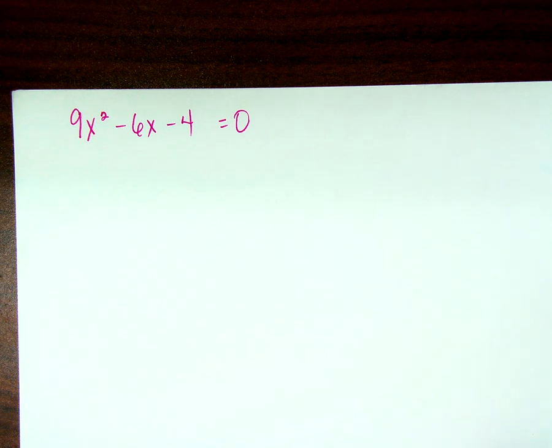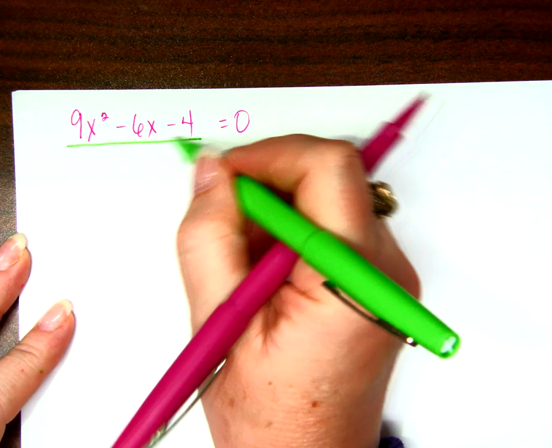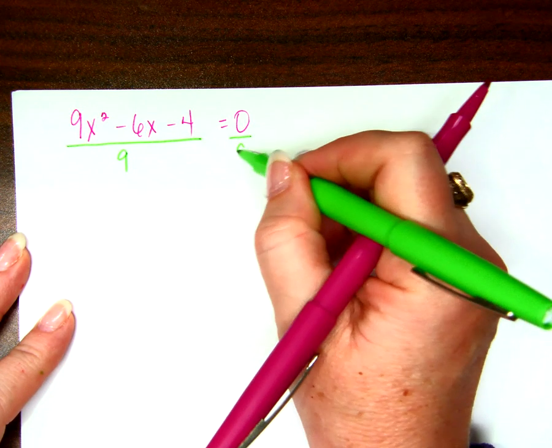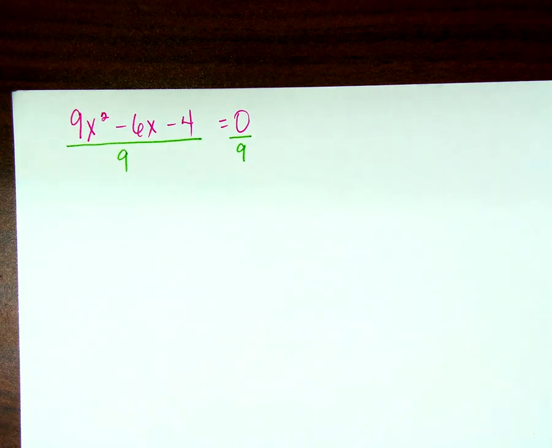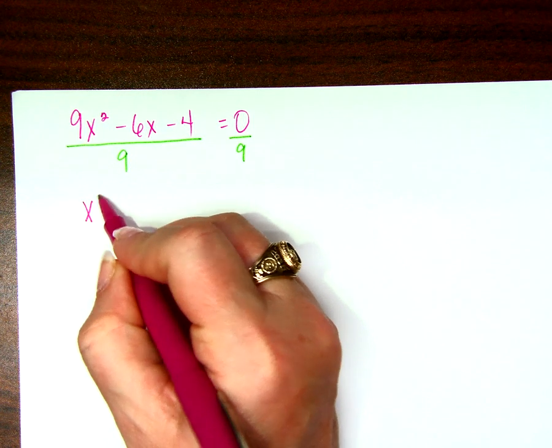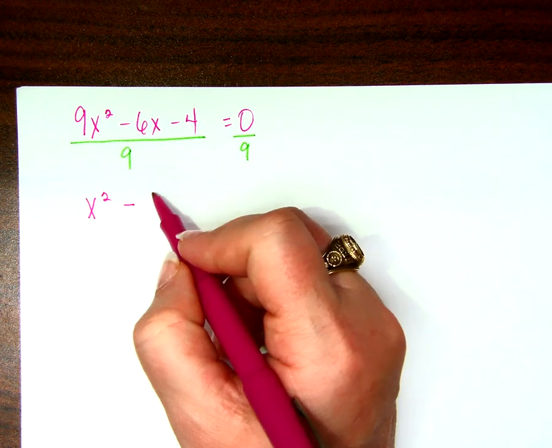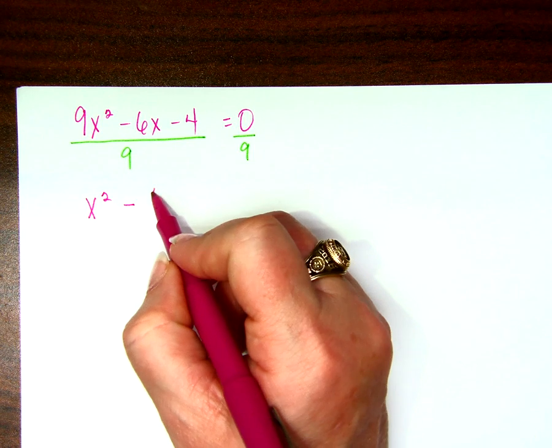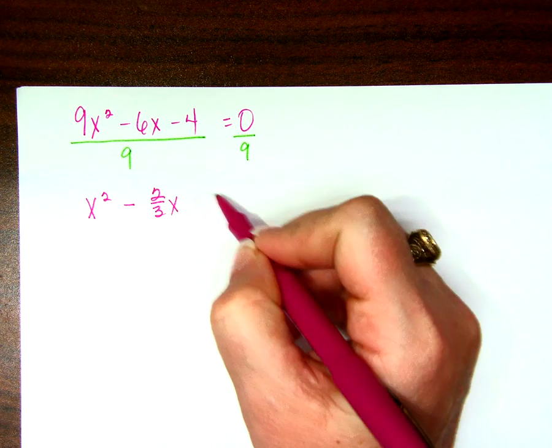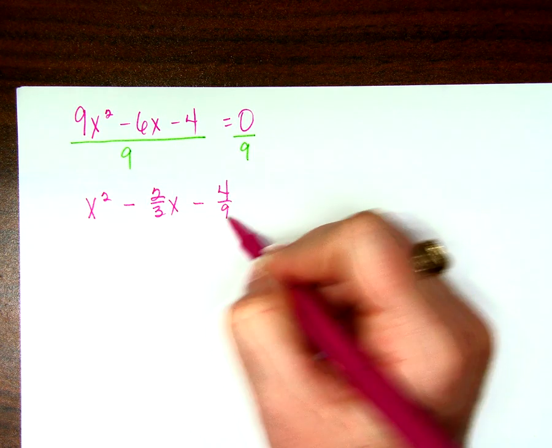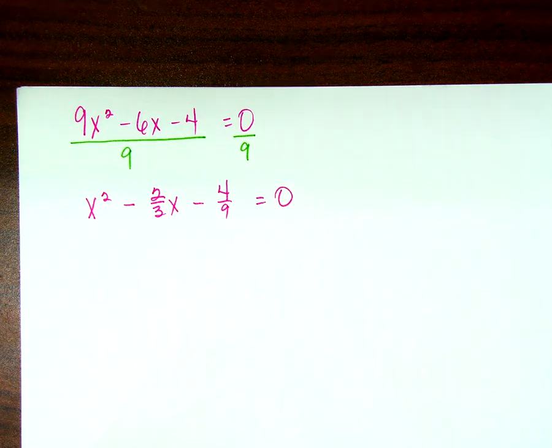So how do I go about making the a value equal to 1? Every single thing, right? On both sides. Even though I know 0 divided by 9 is still going to be 0, I'm still going to write it so that I know I did it. Okay? So that gives me x squared minus, so what does that simplify to? Perfect. Minus 4 over 9. It doesn't really simplify to anything, so we'll leave it 4 over 9.